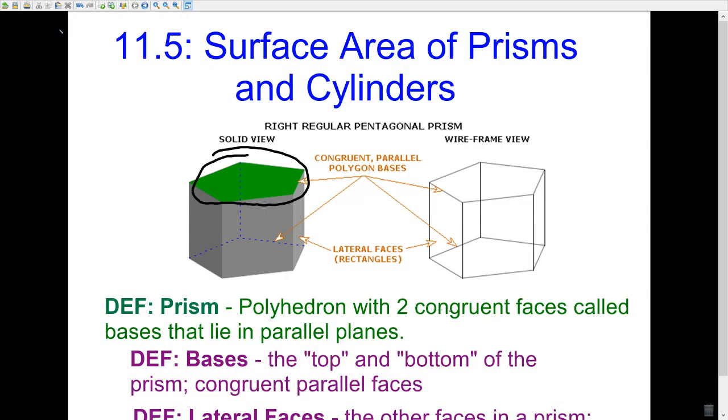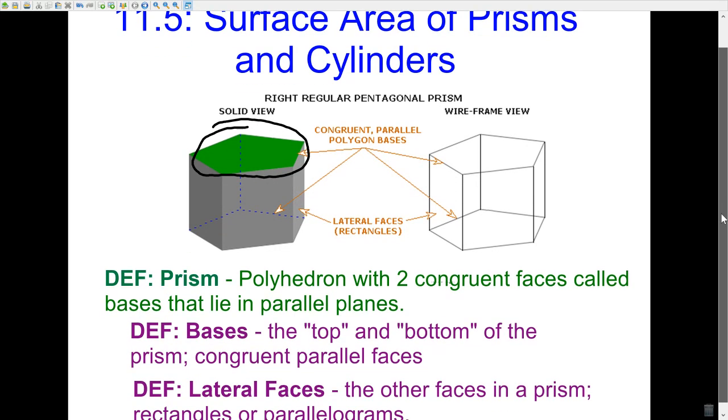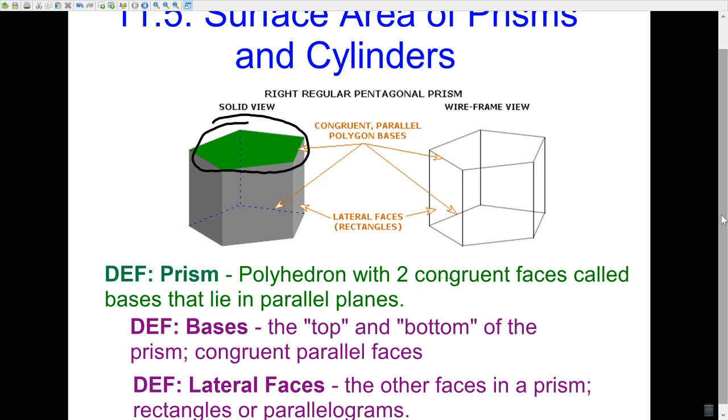Alrighty, we are on 11.5, surface area of prisms and cylinders. Today we're going to talk about surface area for 11.5, and then tomorrow we're going to talk about the volume for these 3D shapes. So surface area is going to be the area of all the outside stuff.